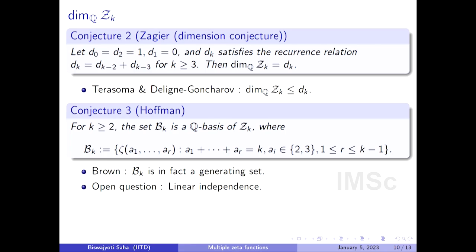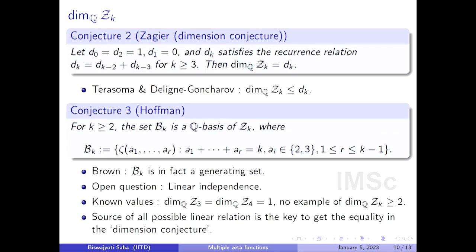Just to tell you how hard it is, let's take weight 5. Here my probable basis contains two elements, zeta(2,3) and zeta(3,2). If I want to say that they are Q-linearly independent, it means their ratio is an irrational number. Now any statement proving that a certain number is irrational or transcendental is very hard, and these are completely out of scope at this moment. In fact the situation is so hopeless that the only known values of the dimension of these Zk spaces are ones. So Z3 is one dimensional, Z4 is one dimensional. We still do not have any single known space where the dimension is at least 2. Of course, weight 5 is predicted to have dimension 2, but that's not known. So how do we understand these dimensions better?